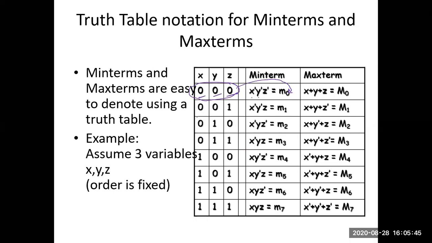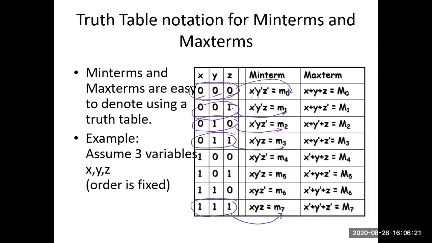Similarly, if I write 001, this is x bar, y bar, z, and the decimal equivalent is 1. If I write 010, this is x bar, y, z bar, and the decimal equivalent is 2. If I write 011, it is x bar, y, z, and the decimal equivalent is 3. In the same way, for 111 it is x, y, z, and the decimal equivalent is 7. In this way you can write minterms.